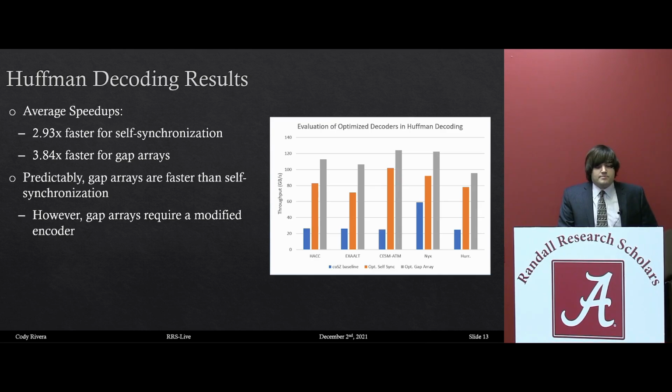For example, the average speedups for both of these decoders over QSZ's original decoder are 2.93 times and 3.84 times, respectively. Predictably, the second solution, the gap array solution, is faster than self-synchronization for decoding. However, the reason why we use both self-synchronization and gap arrays is because gap arrays require a modified encoder, and this may be incompatible with data that has already been compressed.